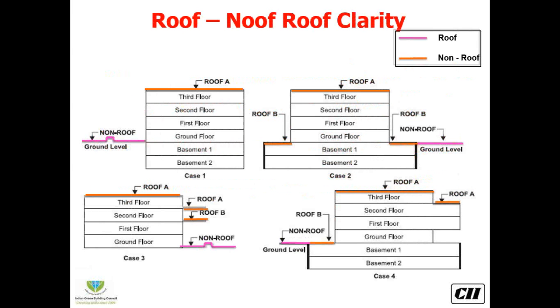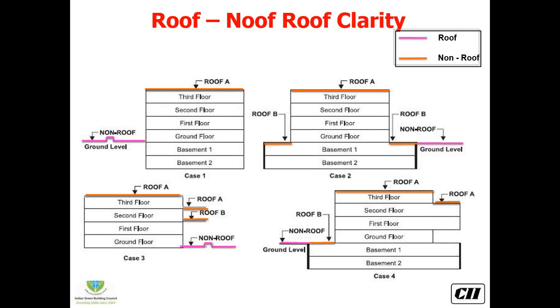And this particular query, clarity over roof and non-roof, is actually to be elaborated, because many projects still have slight doubts when they have multiple roof levels. For example, if you see this sketch illustration here, they have given 4 different cases. You are seeing case 1 with a non-roof and having 2 basements. Case number 2 has a basement extended from the building and adjoined to the ground level.